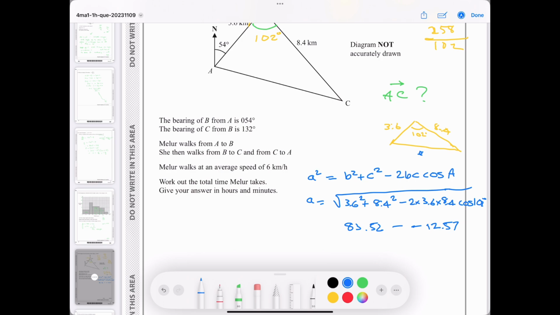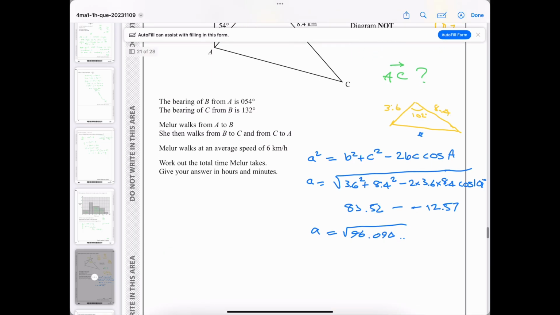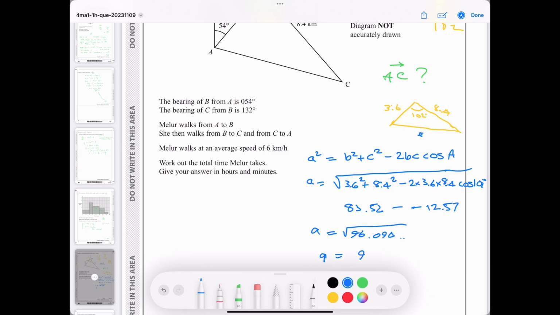So let's add that, so that's times by minus 1. And let's add that to 83.52. And that's 96. So A equals the square root of 96.094. And that is, let's have a little look. So that's 9.8. So A is 9.8. So that means we've got 9.8 there.